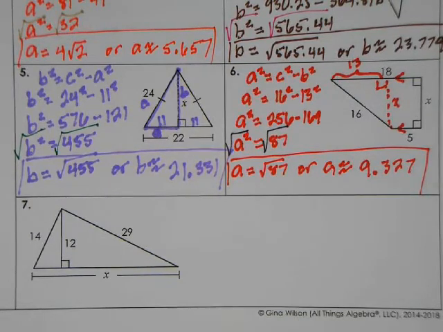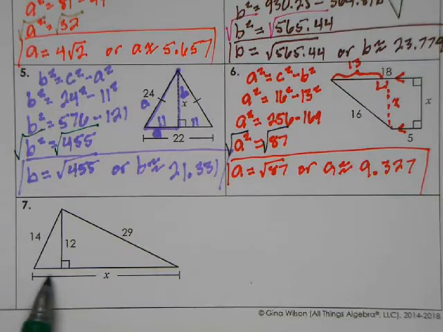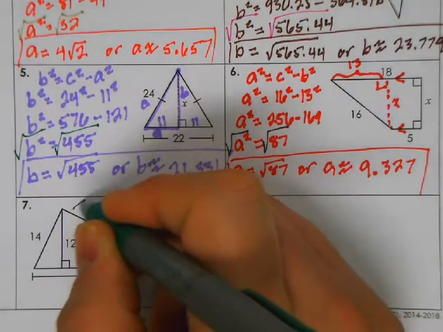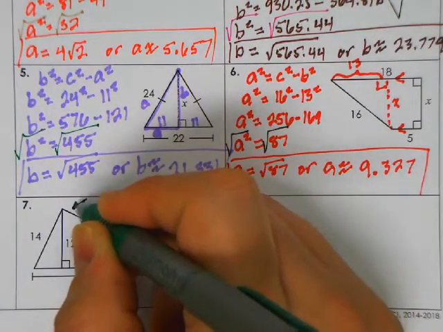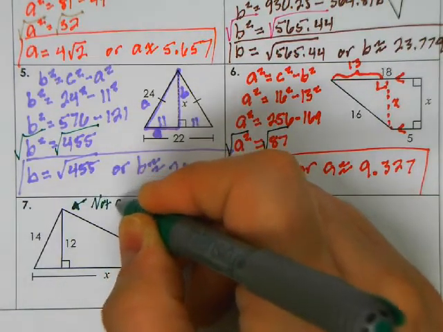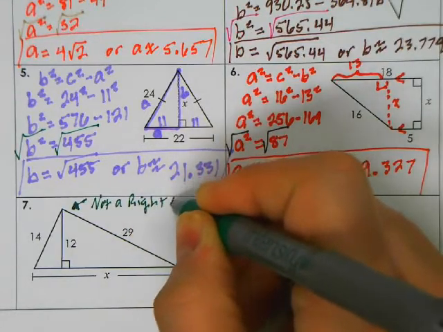Now, taking a look at number 7, the reason why I think a lot of people are going to get tricked up on number 7 is that it's going to be very tempting for people to want to take the 14 here and the 29 here and do the Pythagorean theorem to find this length of x. Unfortunately, if you notice right here, the right angle symbol is missing. So this one is not a right triangle.